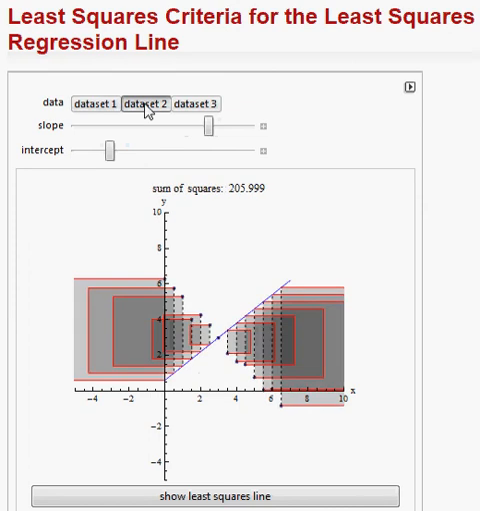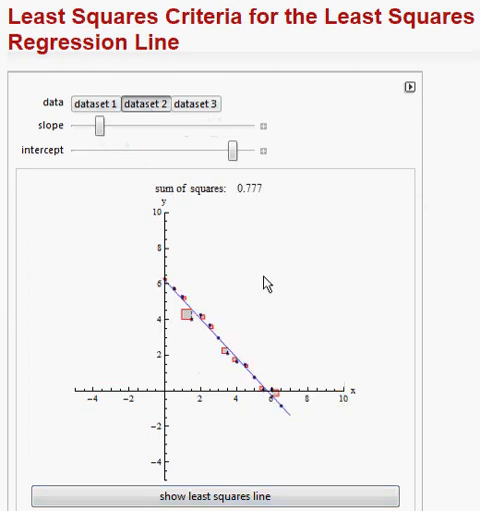So this is data set 2, and so look at the sums of squares. The points are very close to the line, so the sums of squares is very small, 0.77. If I increase the slope tiny little bit, immediately you see the sums of squares gone up significantly. If I move it a little bit to the left, again you see it's gone up significantly. And same thing, you can see the intercept, I move to the right and sums of squares gone up, and a little bit to the left, again it's gone up.